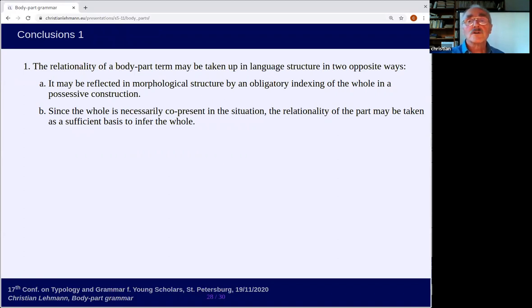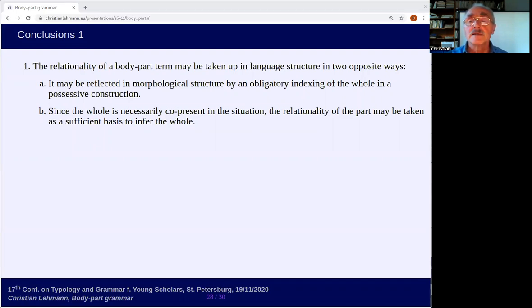I'm coming to the conclusions. Body parts are conceptualized in typical ways which shape the grammar of expressions which talk about them. The most important of their properties which manifest themselves in grammatical constructions are the following. First, the relationality of a body part term may be taken up in language structure in two opposite ways. A, it may be reflected in morphological structure by an obligatory indexing of the whole in a possessive construction.